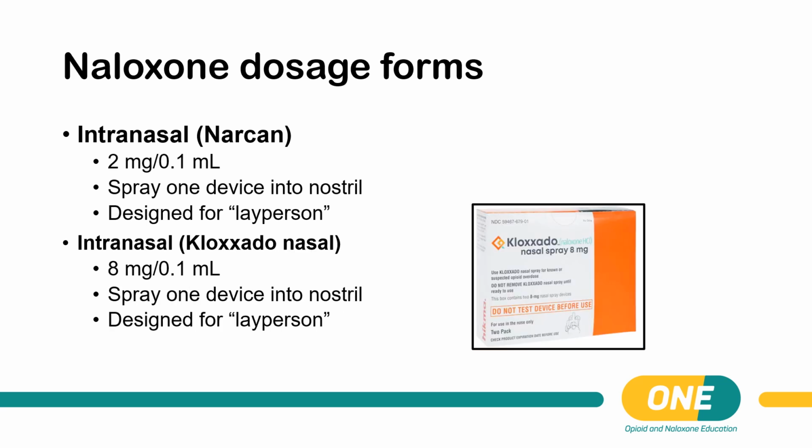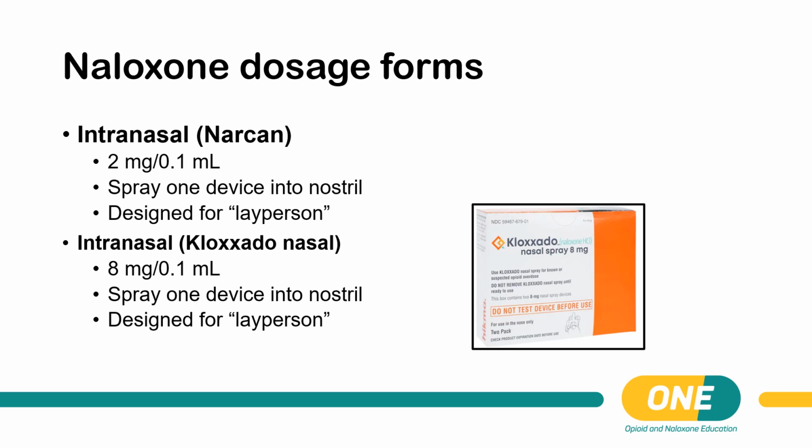We also have two other branded, still prescription, meaning they're not available over the counter, naloxone dosage forms for intranasal use. There's a Narcan dose of 2 milligram per 0.1 mL. And then also there's another device called Zimhi, which is an 8 milligram. So it's double the dose of naloxone per device than the over-the-counter naloxone, and that's 8 milligrams per 0.1 milliliters, and that's sprayed with one device into the nostril.